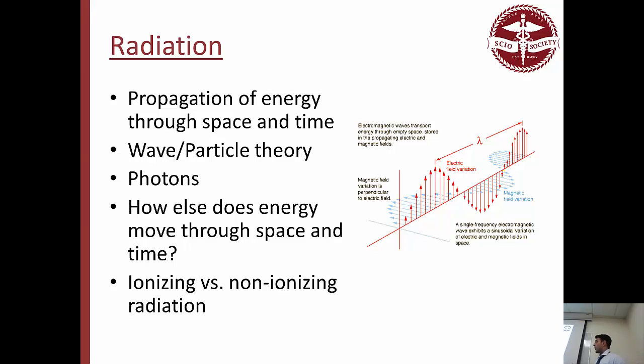So we talked about how else energy moves through space and time. We talked about earthquakes. And then if you look at the frequency of electromagnetic radiation, there are different frequencies a wave can have. These frequencies will directly fall in this giant spectrum. So electromagnetic radiation can have a really high frequency, or it can have a really low frequency.